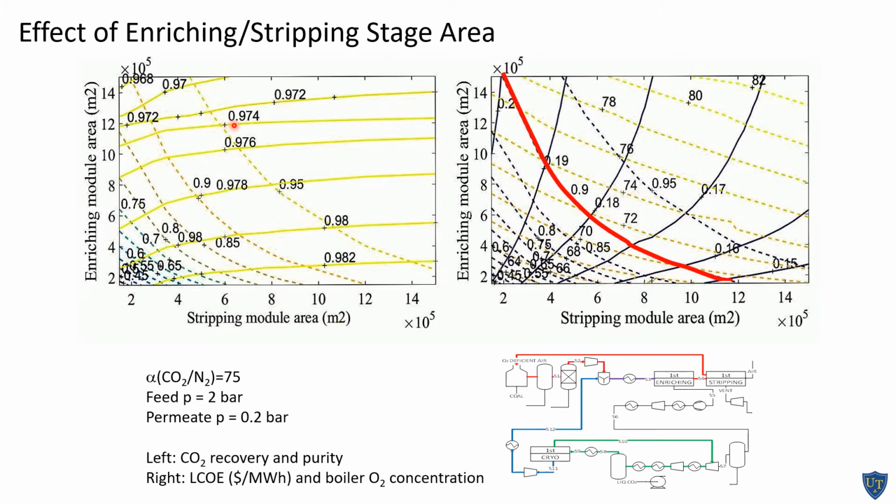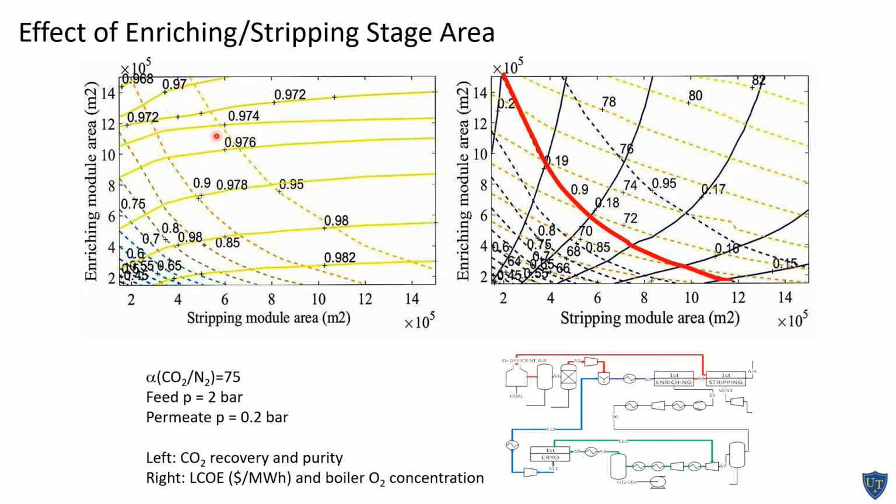In this plot over here, the solid yellow lines represent the CO2 purity produced by the process. And if you look at the values here, they range from 0.98 down to 0.97. So in all cases, we're able to meet the purity target of 95%.